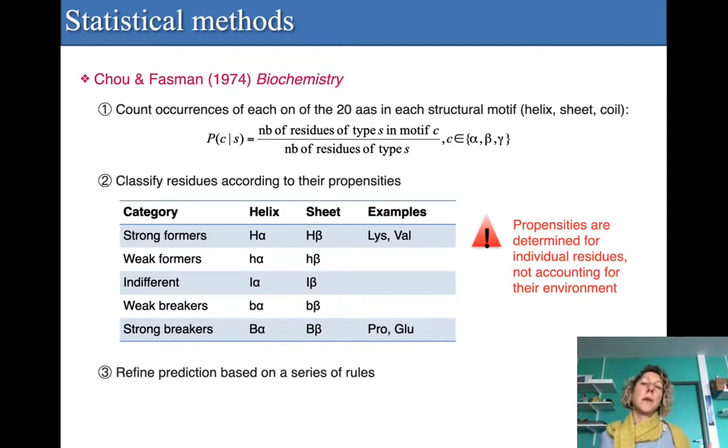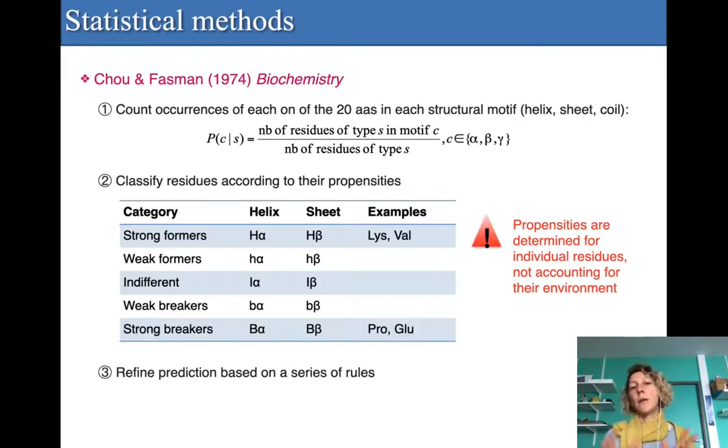So a basic naive idea for doing a statistical method is just to count occurrences of each of the 20 amino acids in each structural motif, right? So you're going to have the probability of having a motif C given the type S, which will be the number of residues of type S in motif C, divided by the number of residues of type S. Okay, and C is what? C is the three possible secondary structures you can have: alpha, beta, or gamma, which is all the rest. Okay, that's usually what we do.